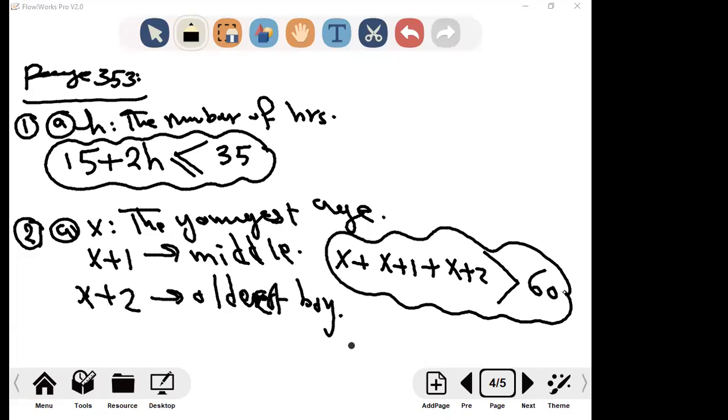Question 4, A and B. Question 5, A and B. And go to the next page, please. Question 3 is not needed. On the next page: 16, 17, 22, 23, 26, 27. So the first page is about writing and solving inequalities. The second page is about solving inequalities with multiple steps. You understand? Thank you. That's all for today.